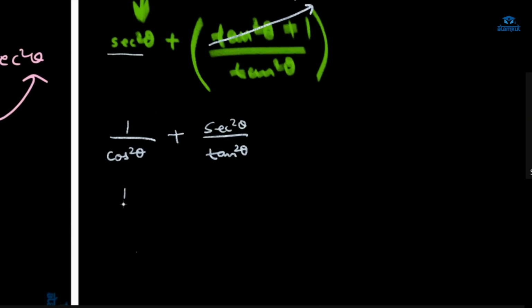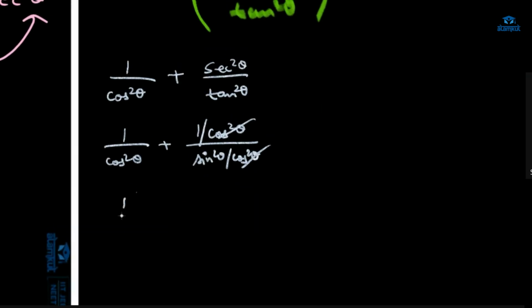Okay, now this is sec square theta and this is tan square theta, isn't it? Yes, ma'am. Okay, so sec square theta we can write as 1 upon cos square theta, and this tan square theta we can write in the form of sine and cos, like sine square theta upon cos square theta. So cos square theta and cos square theta will get cancelled, right? Now we are left with 1 upon cos square theta plus 1 upon sine square theta, isn't it? Yes, ma'am.